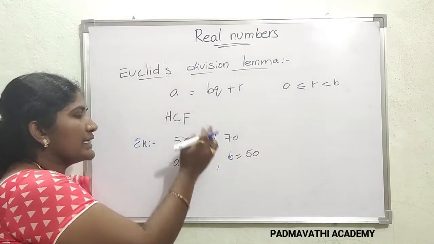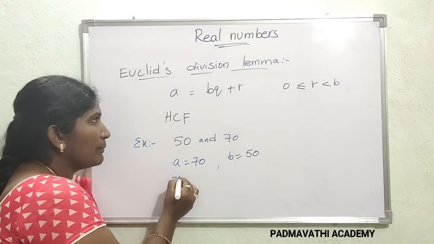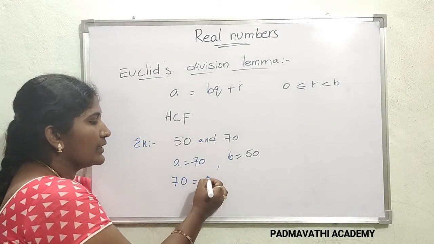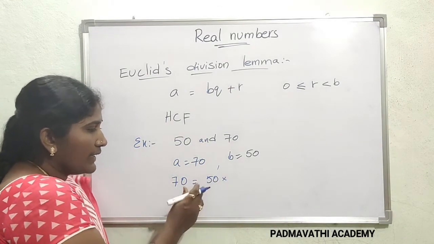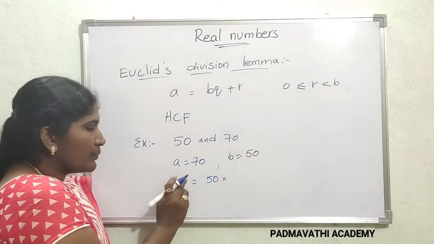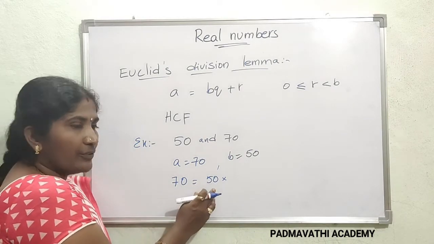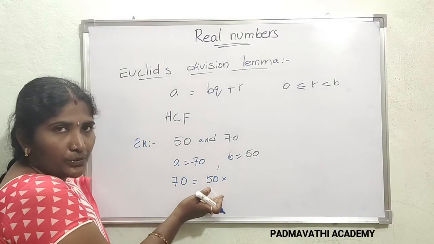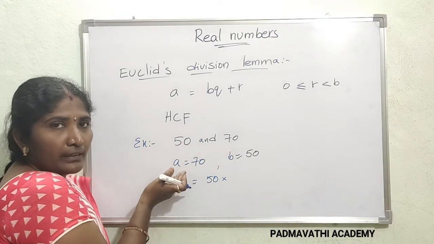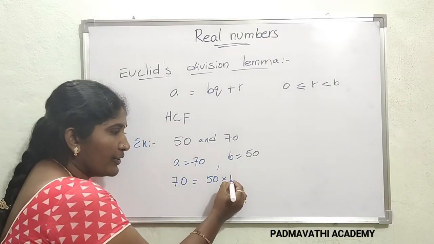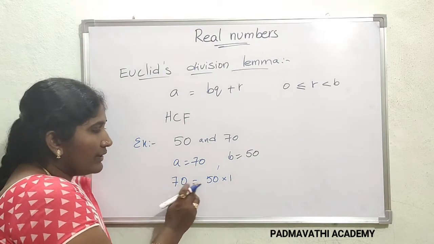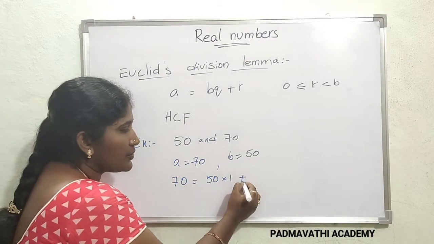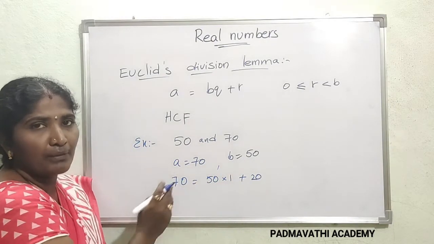Now apply this condition. a is equal to bq plus r. 70 is equal to 50 into, check in the 50 table where you will get a product of 70. 5 ones are 50, 5 twos are 100, which is more than 70. Therefore, 5 ones are 50. 70 minus 50, remaining is 20. This is division lemma only.